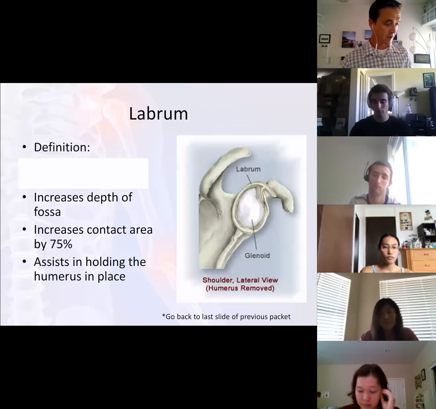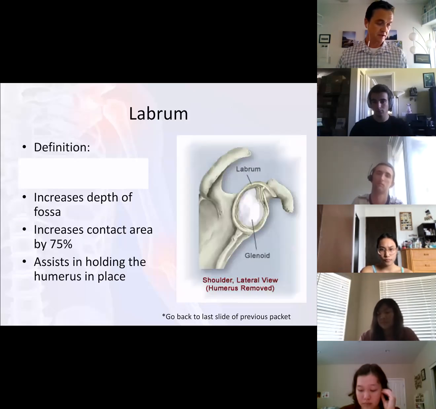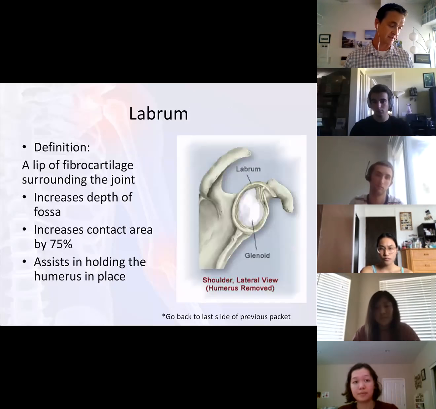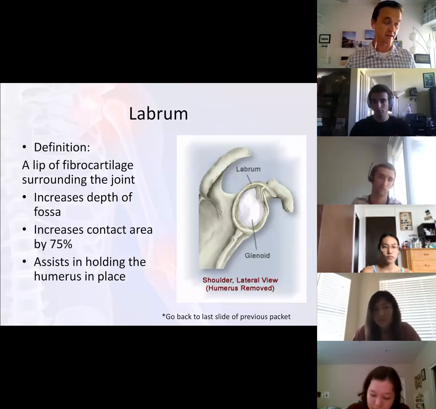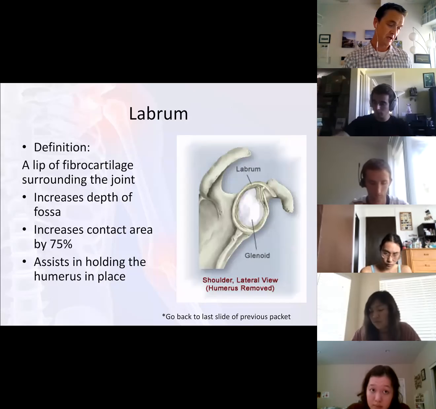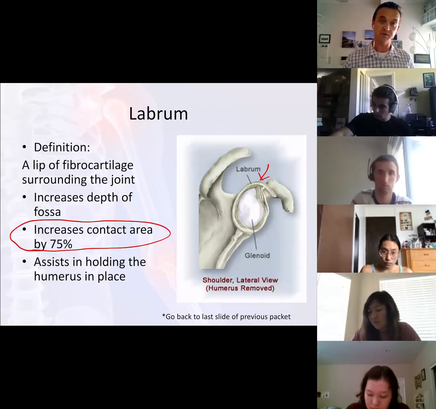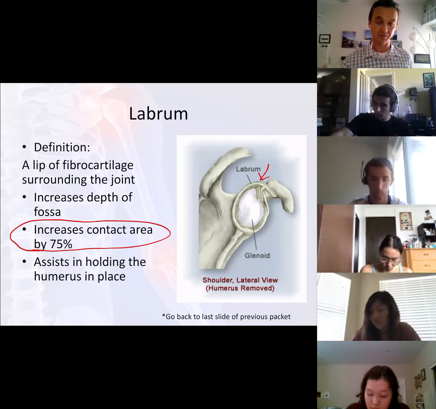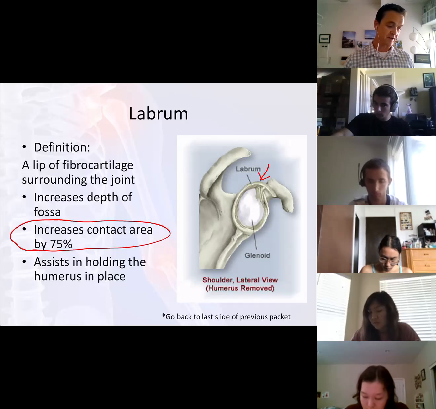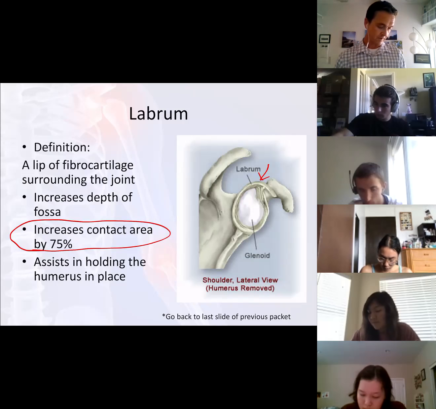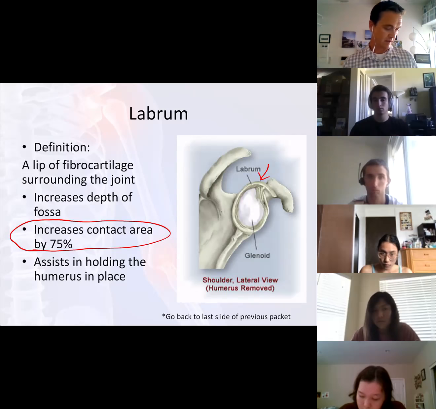Okay. All right. So a little bit more about the shoulder. The shoulder has a labrum. Again, this is fibrocartilage. There's a lip of fibrocartilage that surrounds the joint. We can see that clearly here. And this helps a lot. This increases the contact area of the two bones by 75%. So it almost doubles the contact that the humeral head has with the scapula. And so it's very important for shoulder stability.